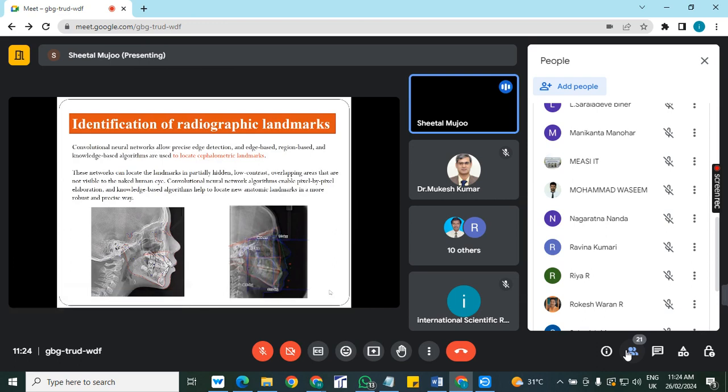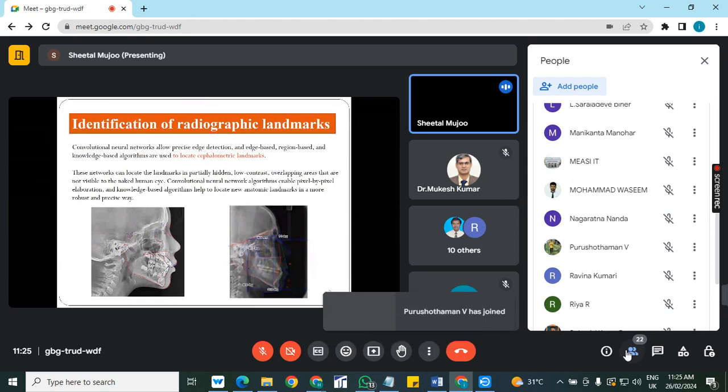Here is how it will help us: this convolutional neural network has the ability to do pixel by pixel elaboration of the image, and knowledge based algorithms help you to locate even the new anatomical landmarks in a more robust and precise way. That means that even if you have any kind of new anatomic landmark, or any landmark which is partially hidden, or which you are not able to see, any issue like that will be sorted out with this, because data about the anatomical landmarks are given to the computer. These multi-layered algorithms are going to detect all kinds of anatomical landmarks and help you with the cephalometric analysis, for planning of any kind of orthodontic or orthognathic surgeries.